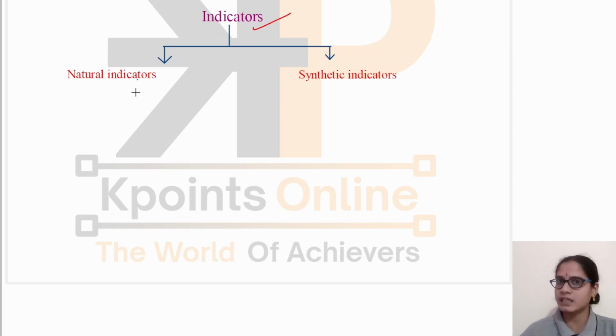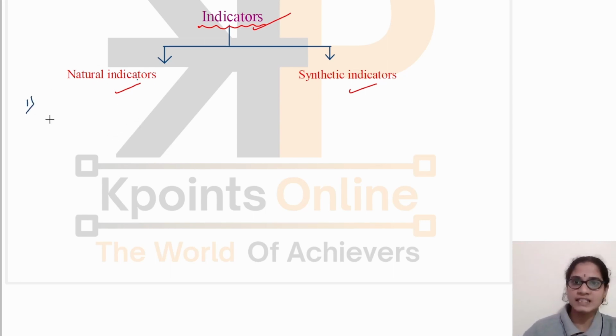So we should have some scale, some indicator which will show the presence of acid or base. These are the substances which show the presence of acids or bases. We have two types of indicators, natural indicators and synthetic indicators. Let us see the examples for natural indicators. As we have seen in the beginning of the chapter, litmus is a natural indicator. How is it obtained? It is obtained from the lichen plant.